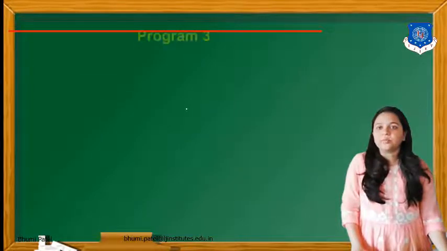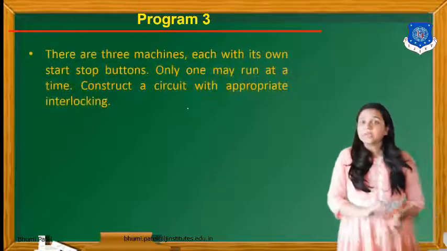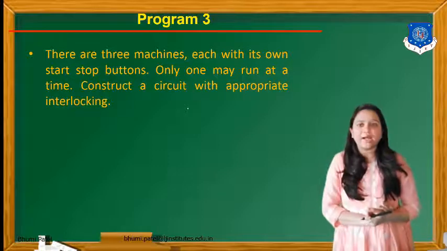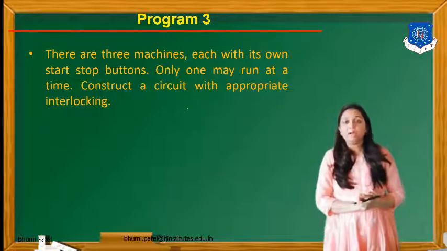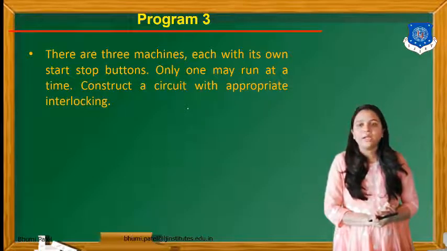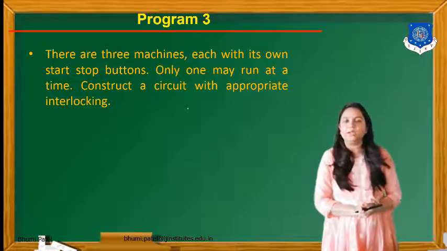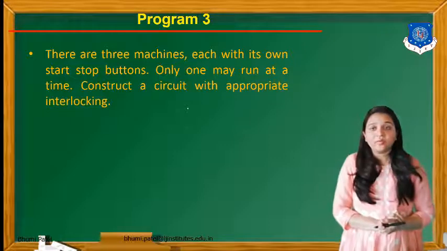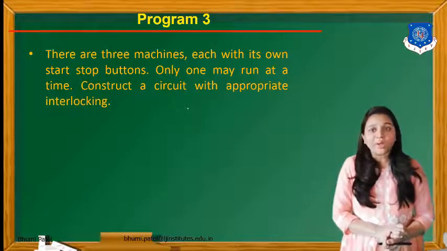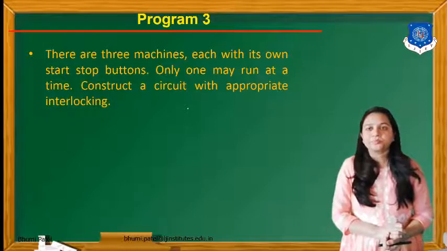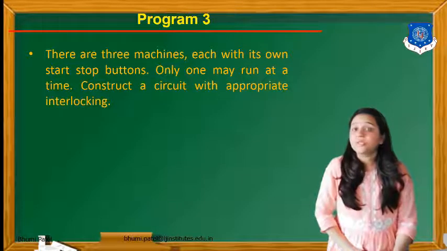Okay, now the next program is: there are 3 machines, each with its own start and stop buttons. Only one may run at a time. Construct a circuit with the appropriate interlocking. So first of all, we have to decide how many inputs and outputs for this particular program. So here we have used three machines.